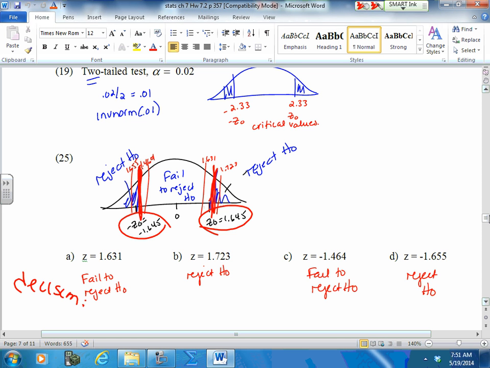And you're in negative 1.655. Again, very close, but you're to the left of it. In the reject H0. It works like a number line. Good? All right, stop me if you have any questions.